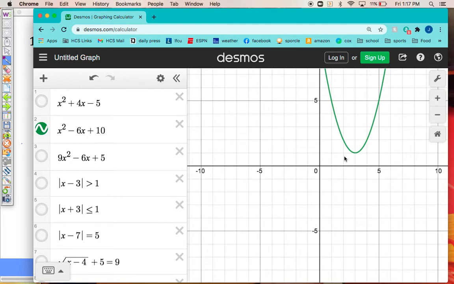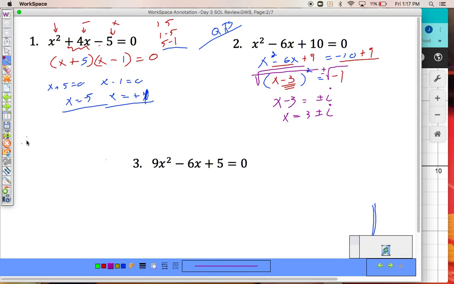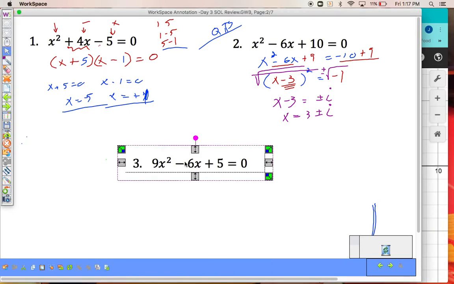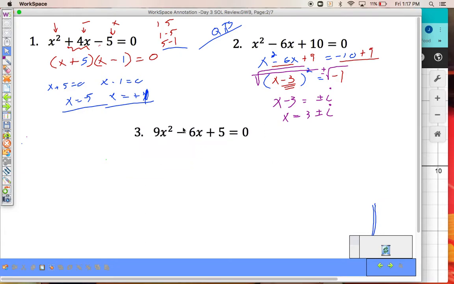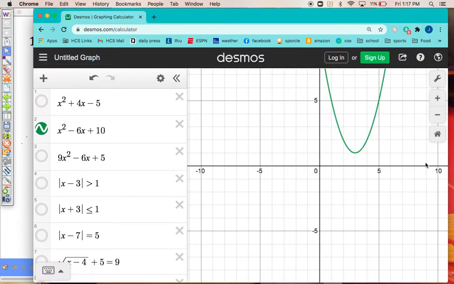All right, so there's number 2. All right, number 3. We're going to do the quadratic formula. But let's do it backwards this time. All right? Going over to Desmos, if I graph number 3, it doesn't cross the x-axis. So that tells me automatically that I better have an i in my answer.